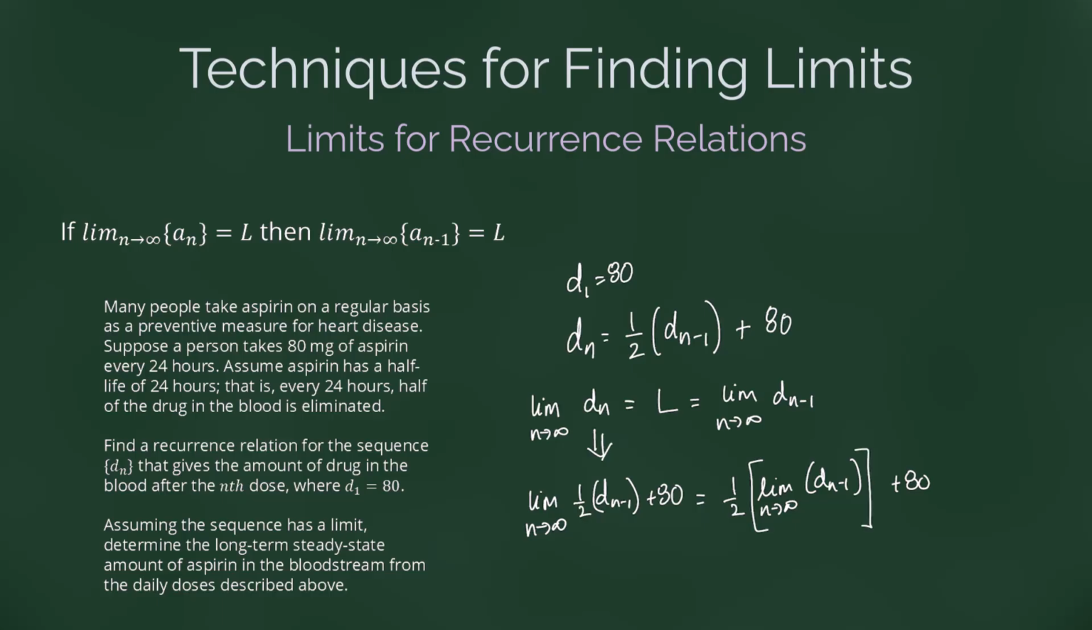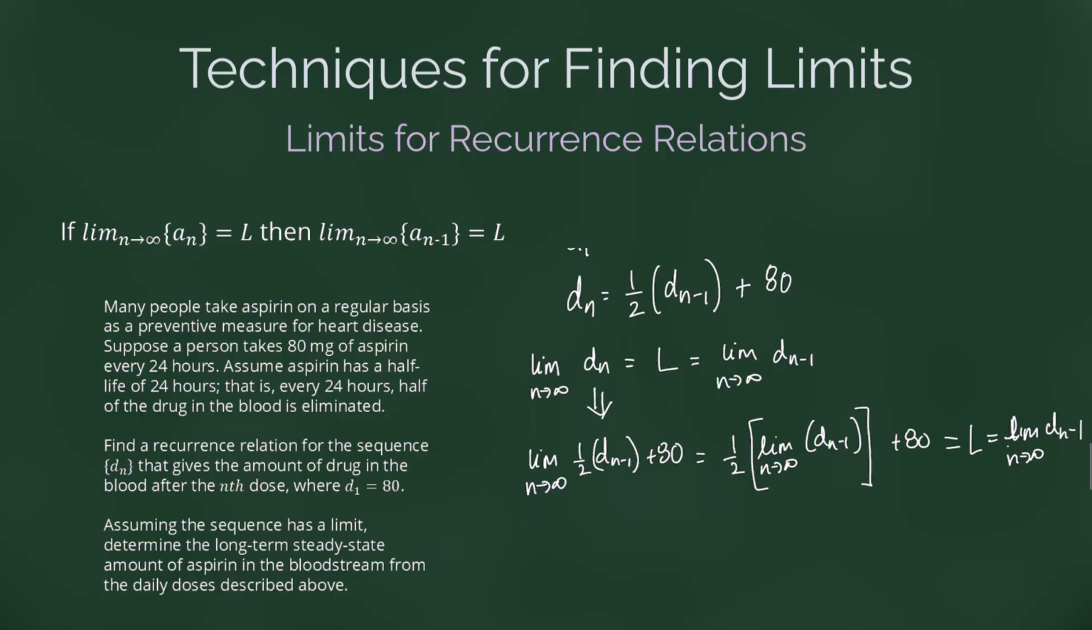But we know by our rule that this was L, and that was also the limit as n approaches infinity of d sub n minus 1. We can replace this expression right here. This right here is also L. So what's happened is we've got this equation now. Replacing our instances of the limit with the value of the limit, which is L, we get 1/2 of L plus 80 is equal to L.